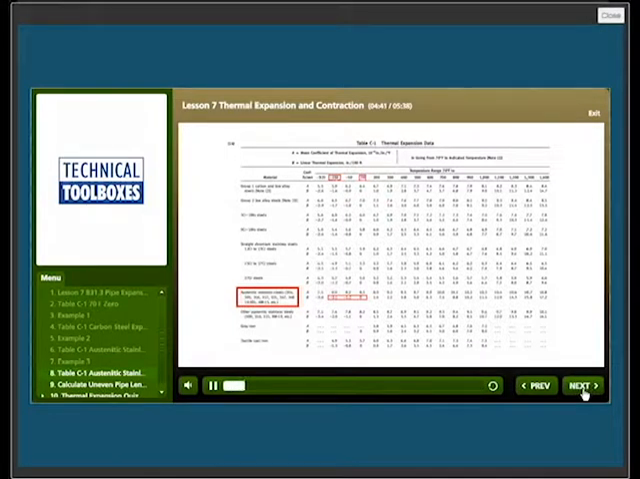From table C1, at 70 F down to minus 150, we see that the austenitic stainless steels would contract negative 2.1 inch per 100 feet.